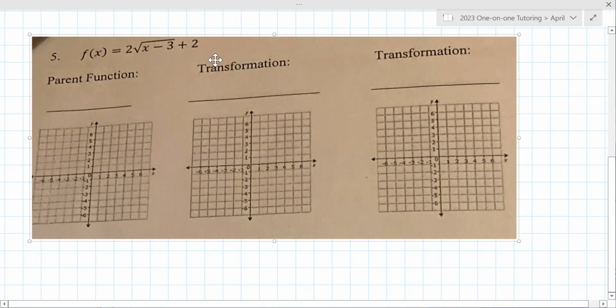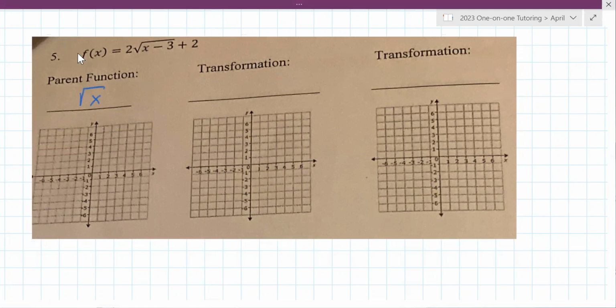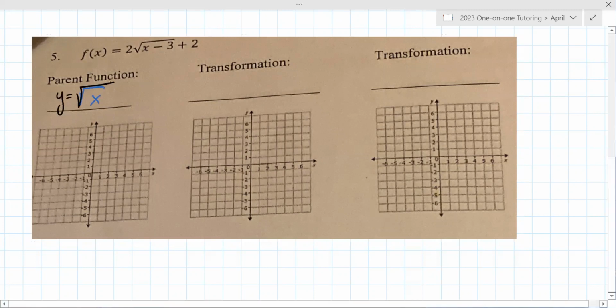All right. So the parent function here is the square root of x. And there are 1, 2, 3 transformations to this one. The first one is the -3. The second one is this 2 on the left. The third one is this 2 on the right.